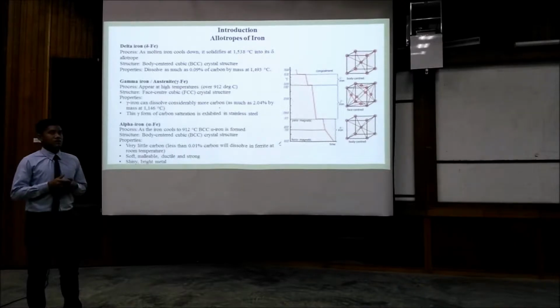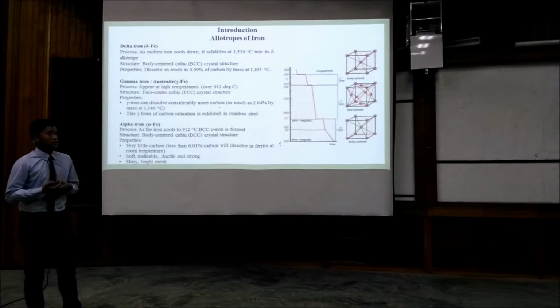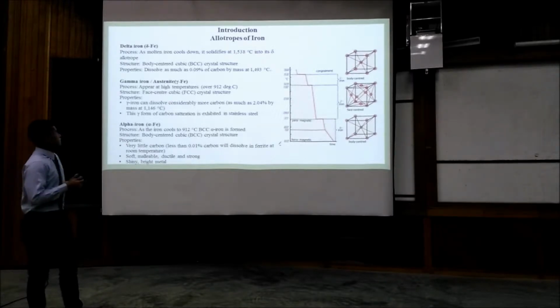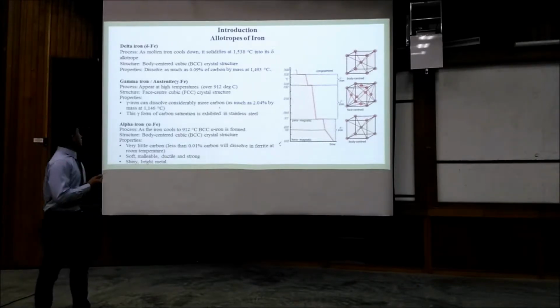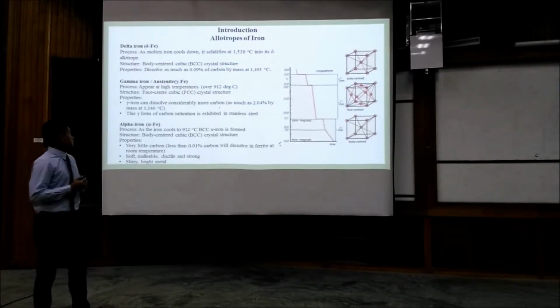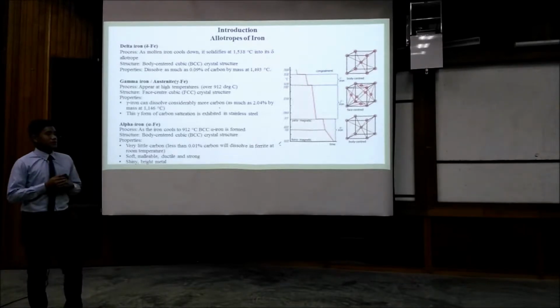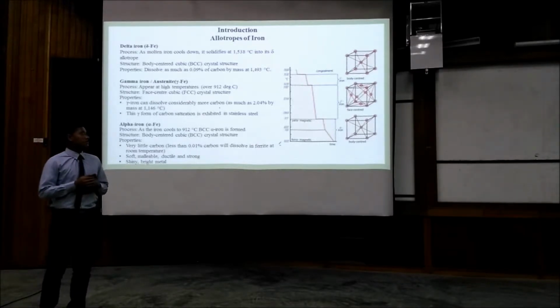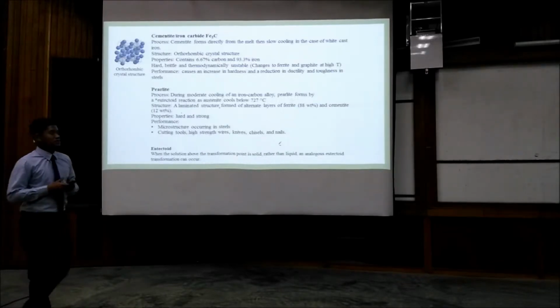When the iron temperature cools from 1394 degrees Celsius until 1500 degrees Celsius, the iron becomes delta iron. The structure for delta iron is a BCC crystal structure. The properties of delta iron: it dissolves as much as 0.09% of carbon by mass at 1493 degrees Celsius. And we will continue to the microstructure of iron.